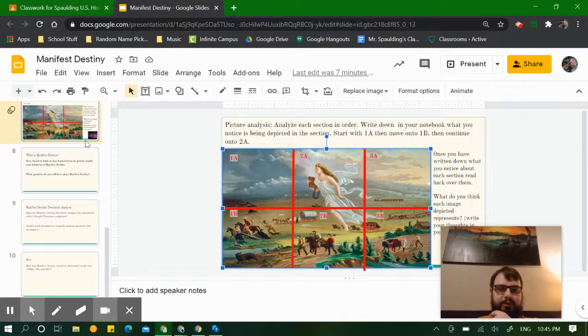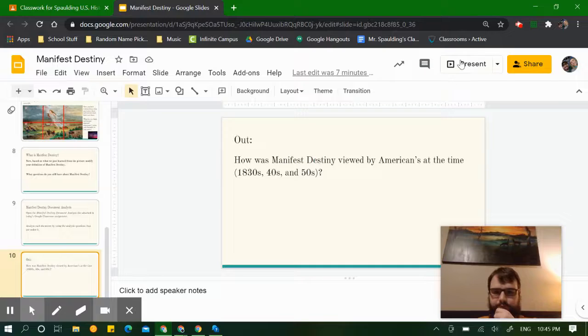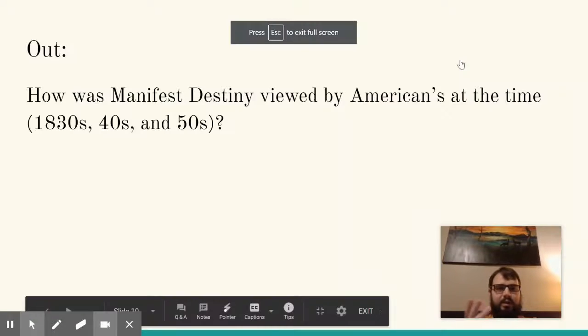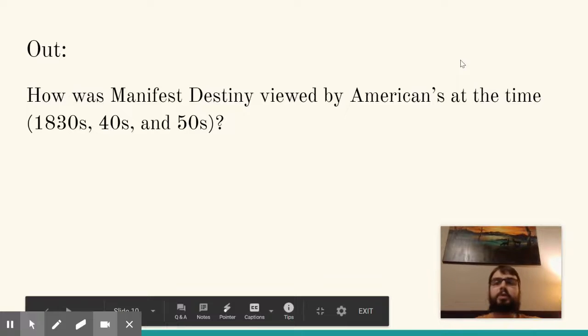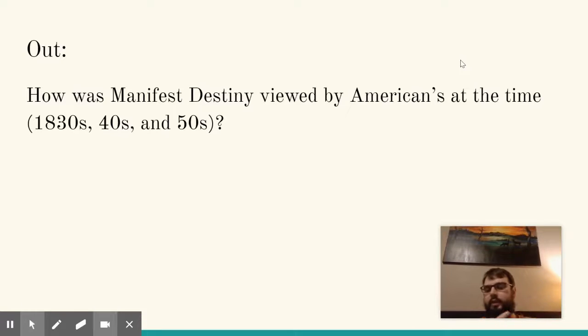Let's go ahead and take a look at that. All right. Our question for the day: how was manifest destiny viewed by Americans at the time? So the 1830s, 40s, and 50s. How did Americans, and you can include multiple perspectives here, feel about this concept of manifest destiny?